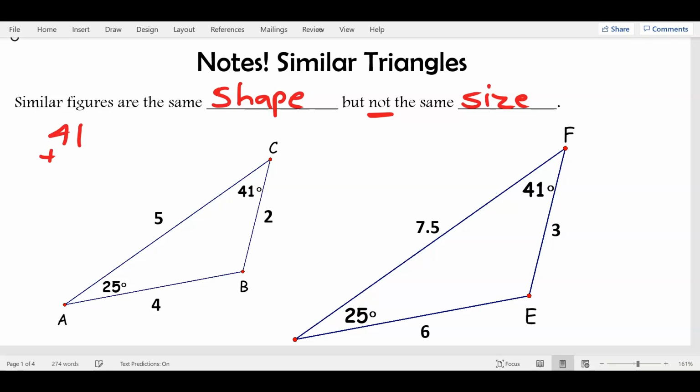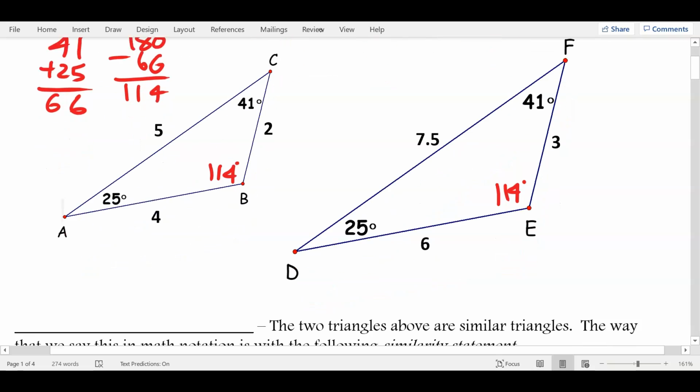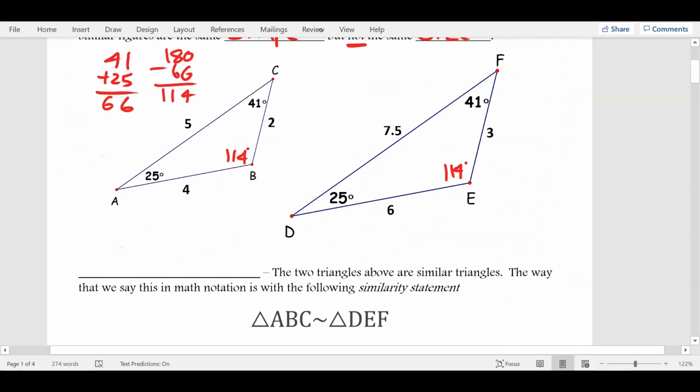41 plus 25 is 66. And let's take that away from 180. And I get 114. I'm going to fill that in for angle B. And I'm going to put that in for angle E because those have matching angles. Okay. Now, let's fill this in.